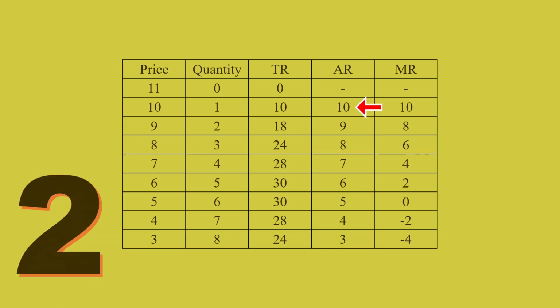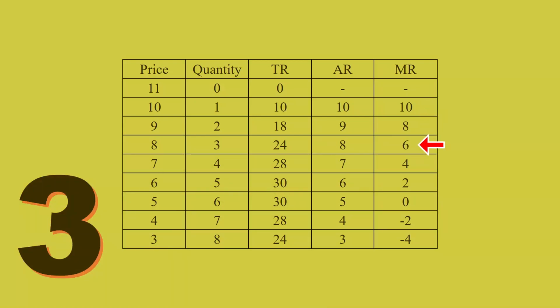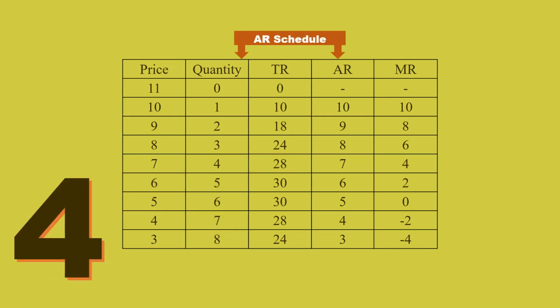2. Average revenue keeps on falling. It is the same as price. Whatever be the market form, average revenue is always equal to price. 3. Marginal revenue also falls. It falls faster than average revenue. 4. Average revenue schedule is the same as demand schedule.